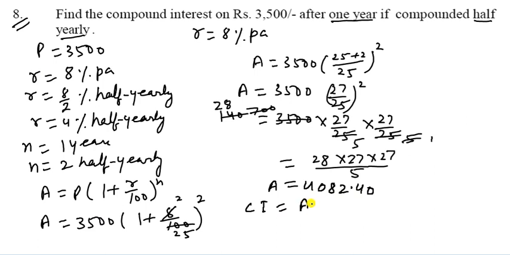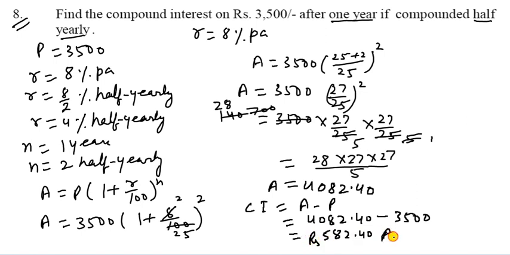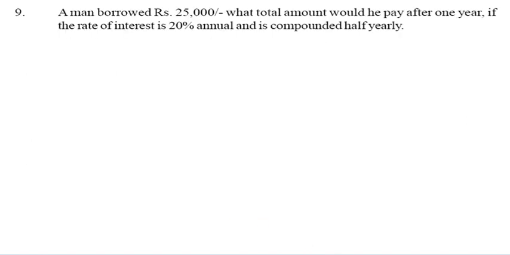Now your amount will be equal to 4082.40. Now find the compound interest. CI will be equal to amount minus principal. So amount is given as 4082.40 and principal is 3500. So what will happen? It is 82.40 and here is 35. So it becomes only 5. So that one is your answer.